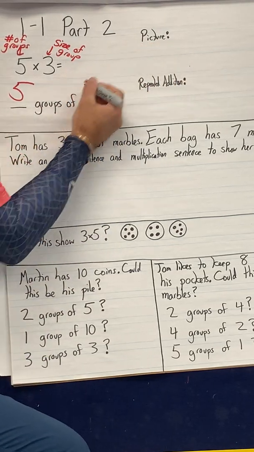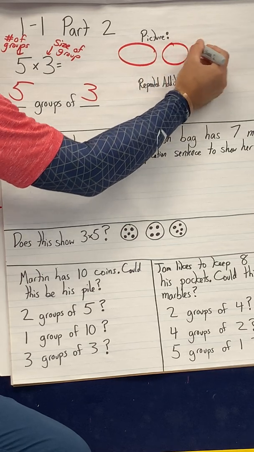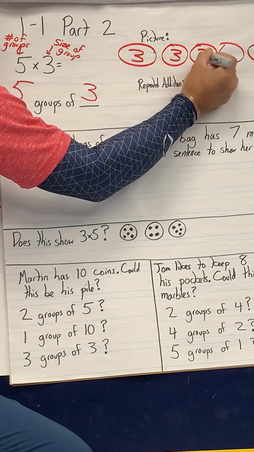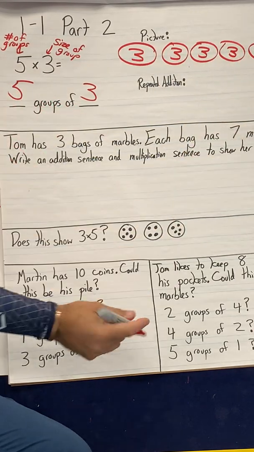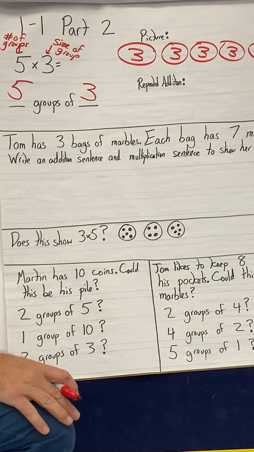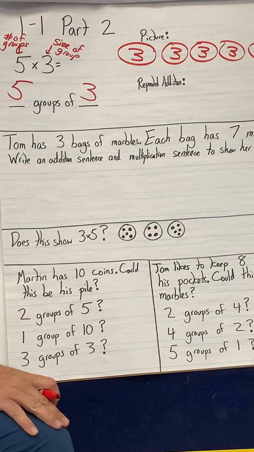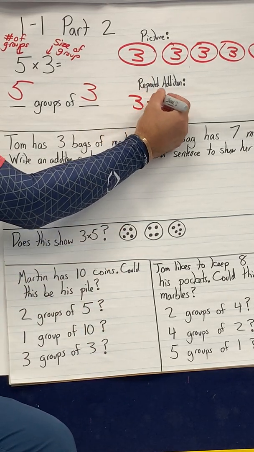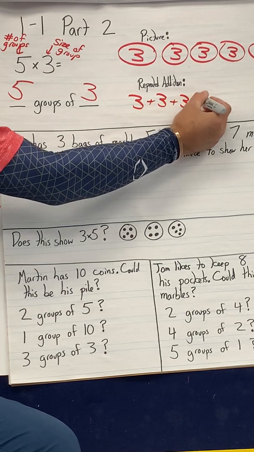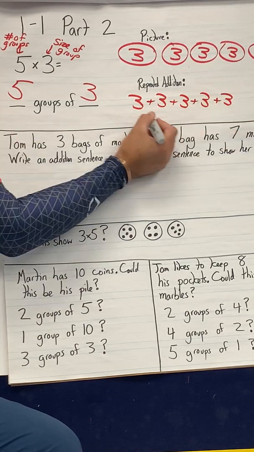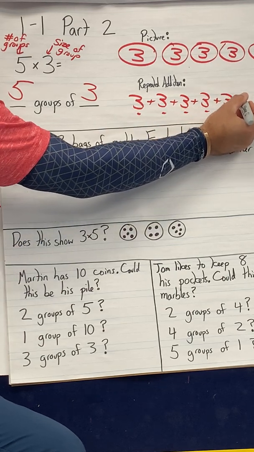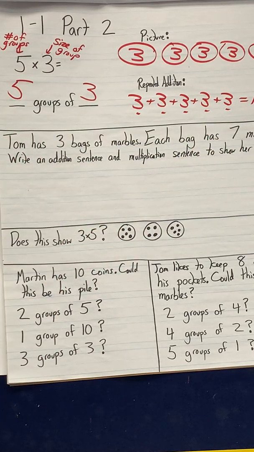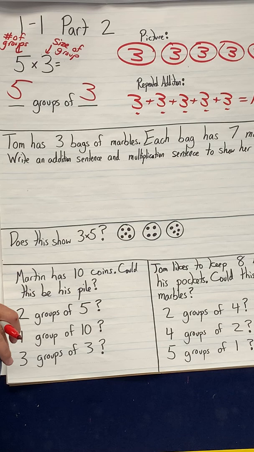So 5 times 3 means 5 groups of 3. What would it look like in a picture? Well, it would be 5 groups, and each one would have 3. 5 groups of 3. 3, 3, 3, 3, 3, like 5 threes. And the repeated addition would be, we're just adding the 3s. So it'd be 3 plus 3 plus 3 plus 3 plus 3. Double check. 1, 2, 3, 4, 5 threes would be 15. You don't need to skip count them just yet, but just understand what it means, okay?